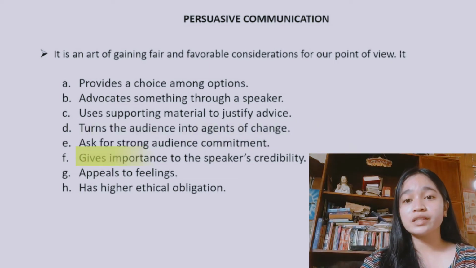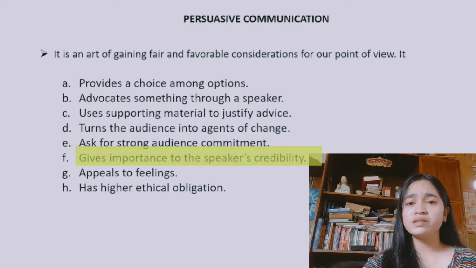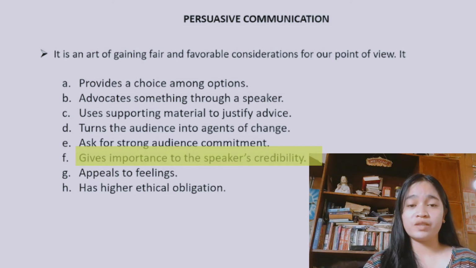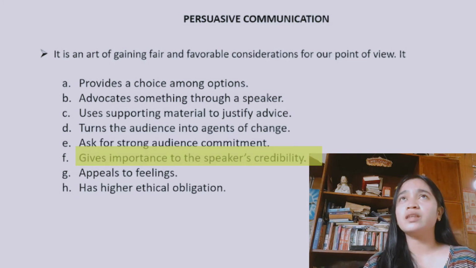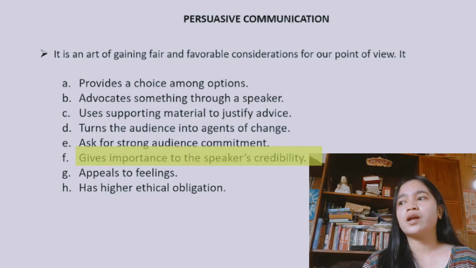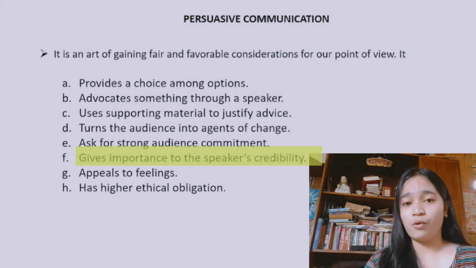It gives importance to the speaker's credibility. So there's this term called ethos, which is one of the modes of persuasion. Ethos was defined by Aristotle as the credibility and trustworthiness of the speaker or the presenter. So in order for us to fully persuade the audience, we must share some past experiences, or we must use some words that can make us look credible in the eyes of the audience.